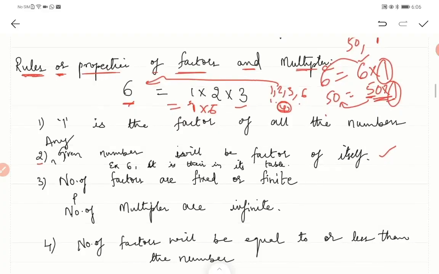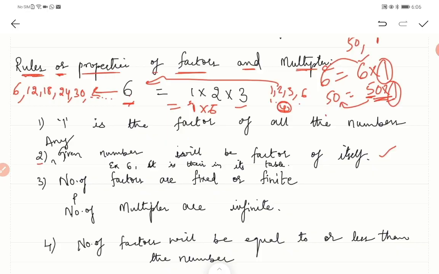Whereas multiples, for 6, how many do you have? They can't be fixed, isn't it? You have 6 as a multiple of 6, then 6 2s is 12, 6 3s is 18, 6 4s is 24, and 6 5s is 30, and so on. It goes on, right? It continues till infinity.